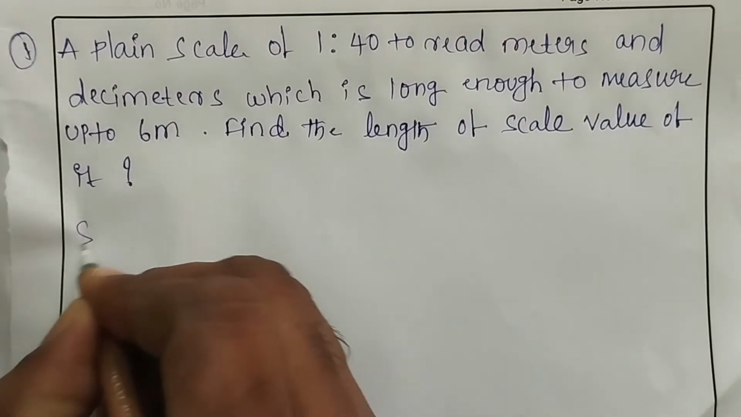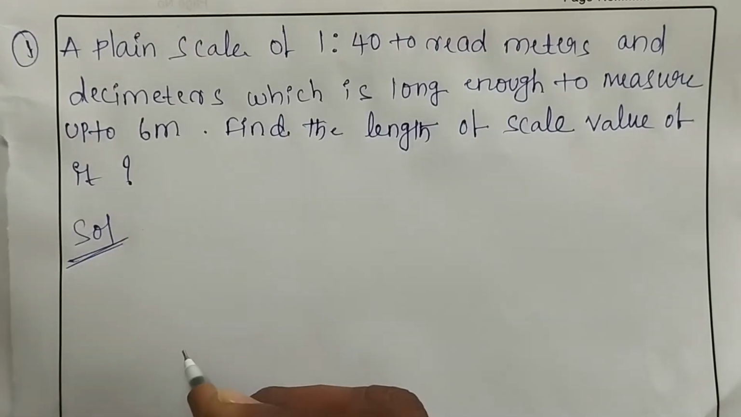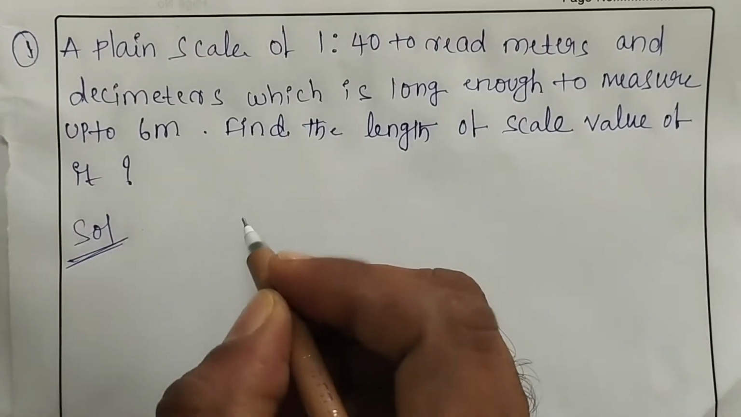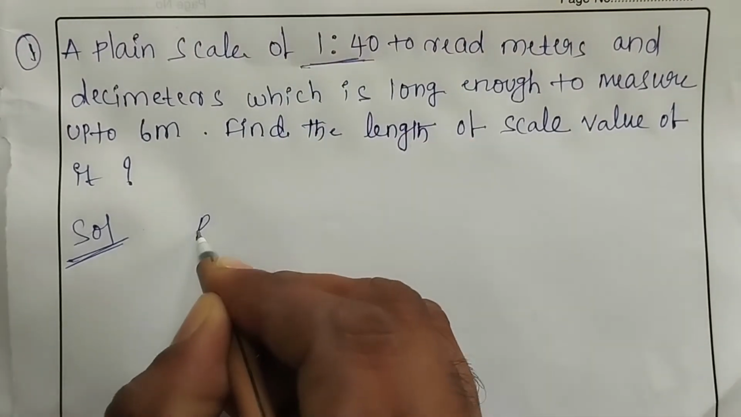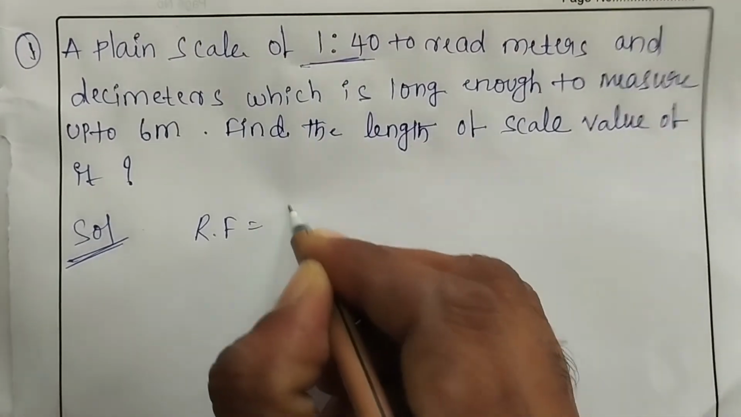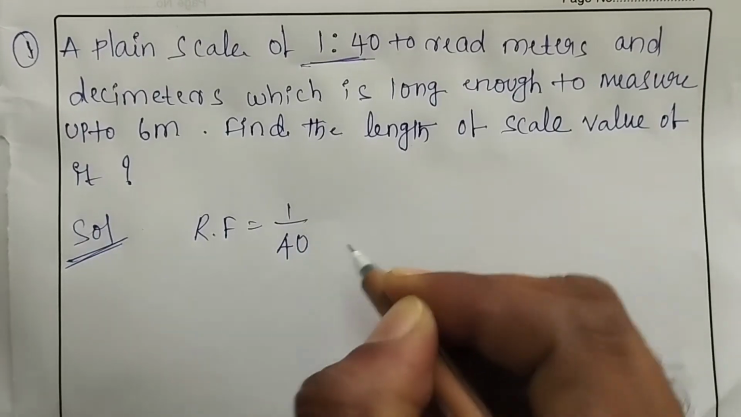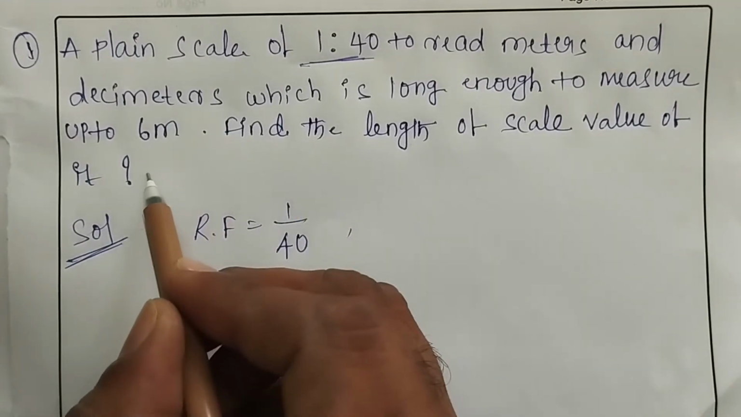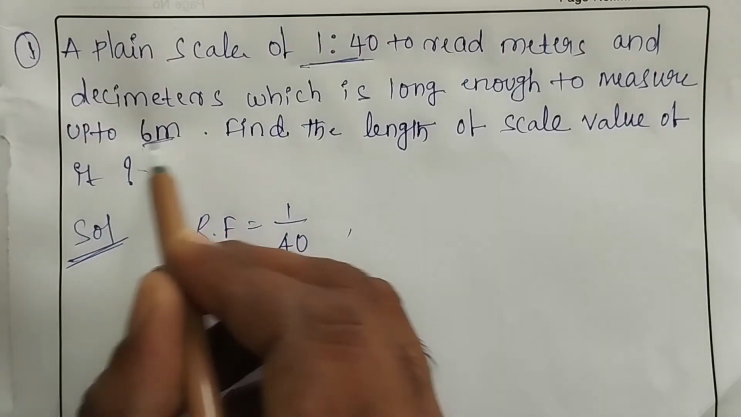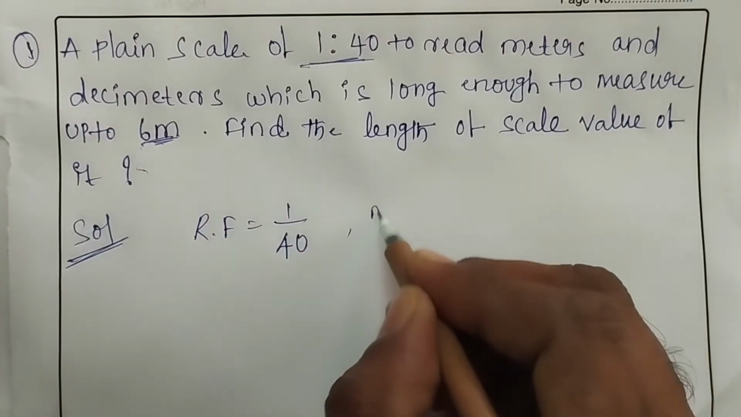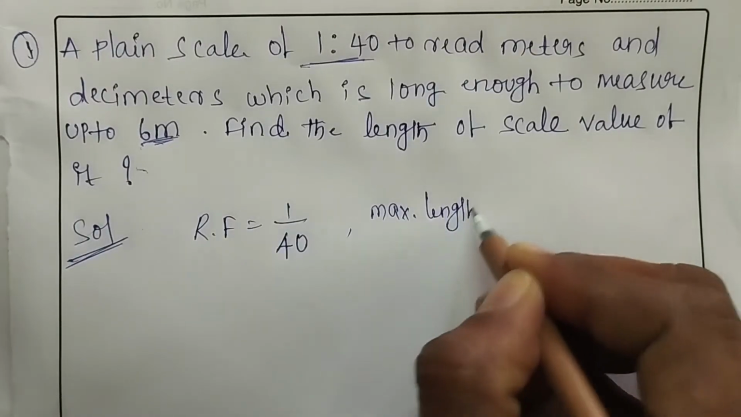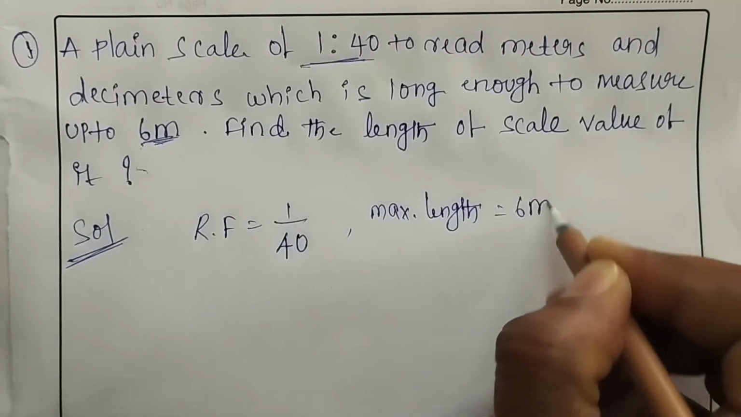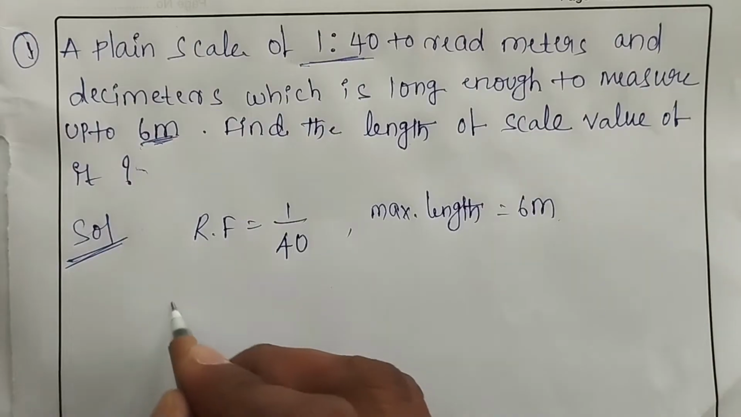First I'll write the given data. What is given here? The RF value is given as 1:40, so I am writing RF as 1/40. And the maximum length is given: long enough to measure up to 6 meters, right? This is the maximum length. So the maximum length is equal to 6 meters.